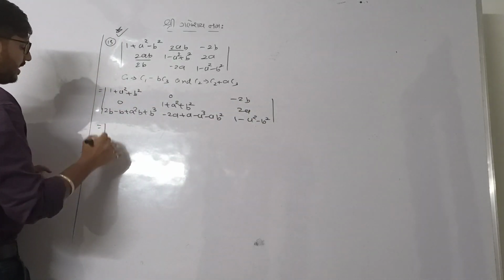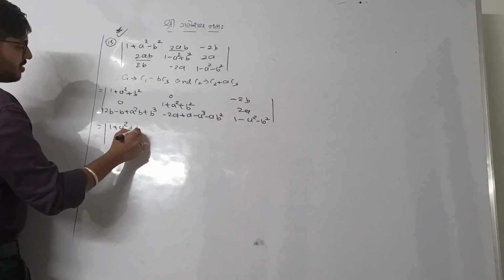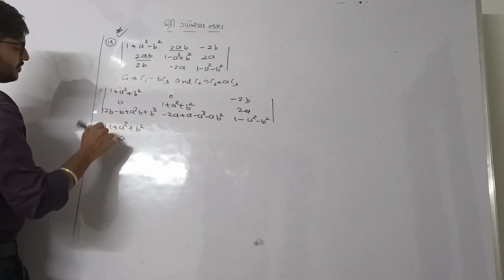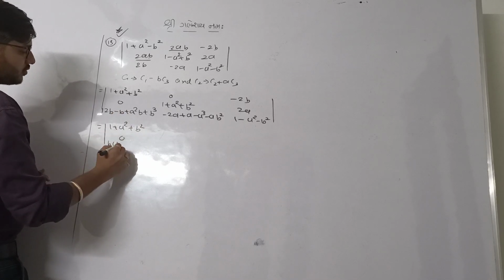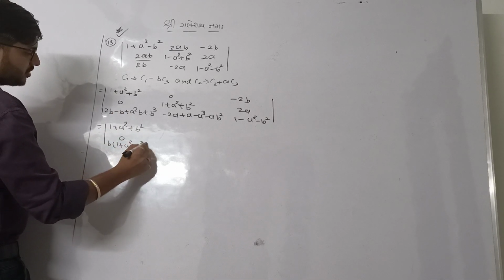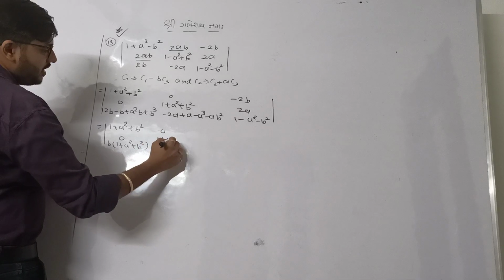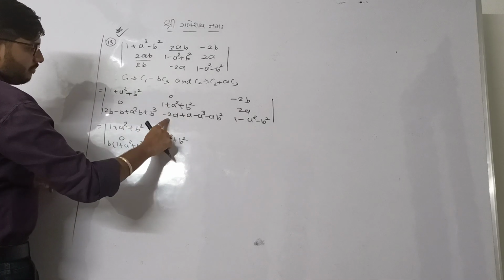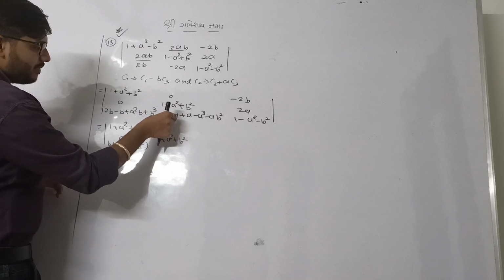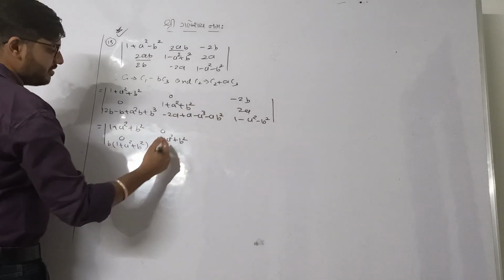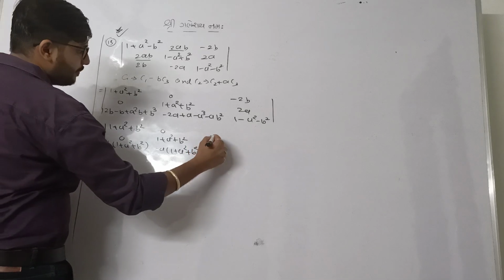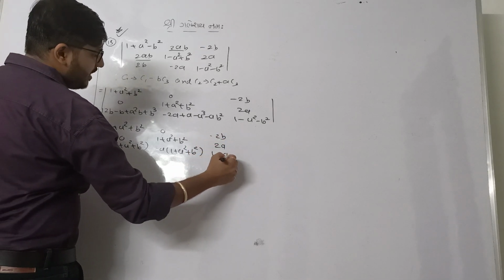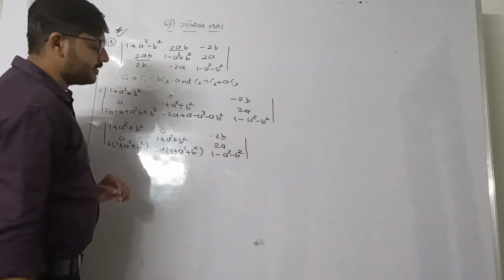Now just do the simple expansion and simplification in the determinant. So 2b minus b, that is b; b, a square b and b cube. So I'll take b common. So it's 1 plus a square plus b square, 0, 1 plus a square plus b square. Minus 2a plus a, that is minus a; minus a cube minus ab square. So take minus a common. So 1 plus a square plus b square. Minus 2b, 2a, 1 minus a square minus b square as it is.